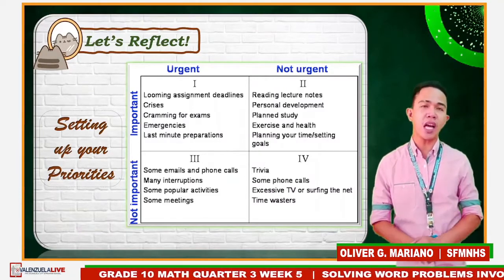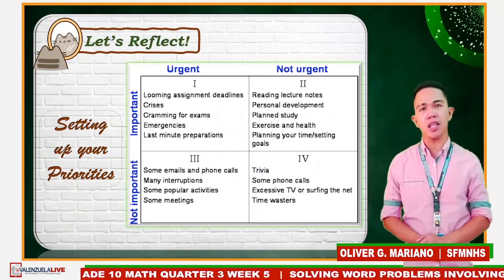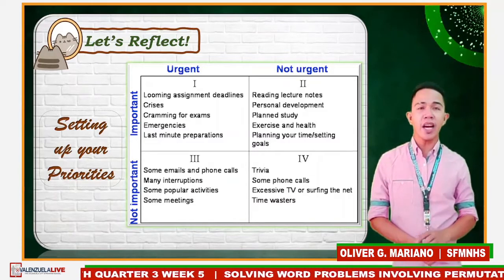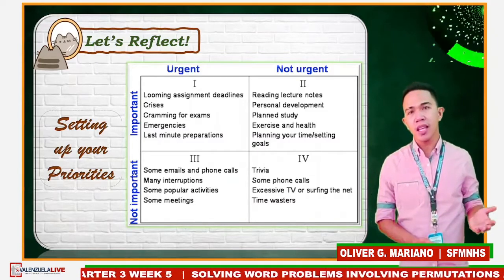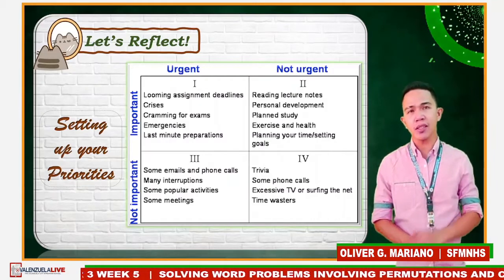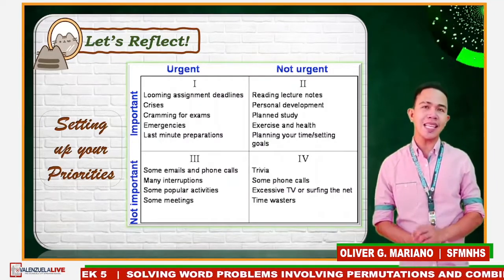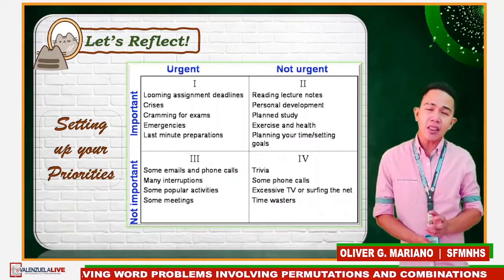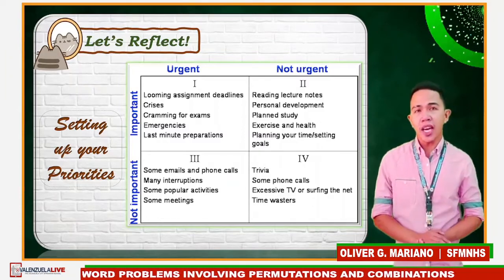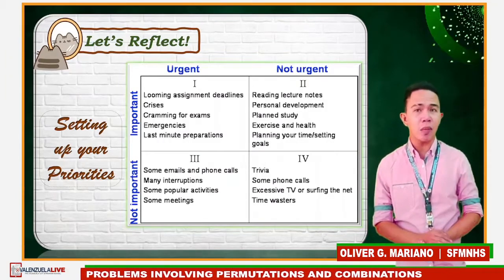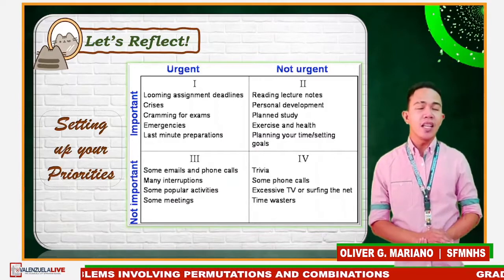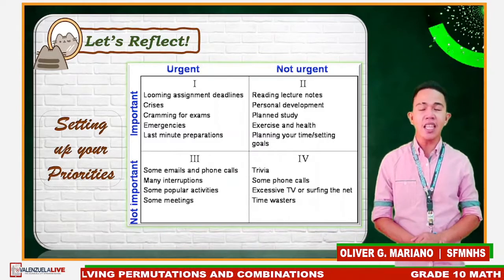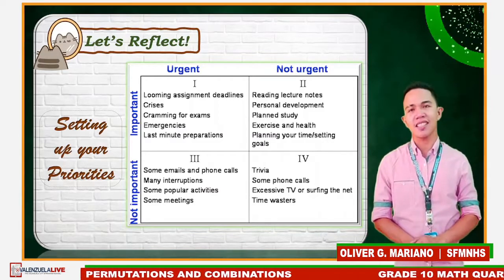Some of the things that you have to put on your topmost priority are assignment deadlines, as they are urgent and important, while some phone calls, excessive TV, or net surfing must be considered as your least priority, since they are not important and at the same time not urgent. Remember, the way you prioritize your works will determine your success now. Let these ideas sink in, and may they serve as your guide in making your to-do list.